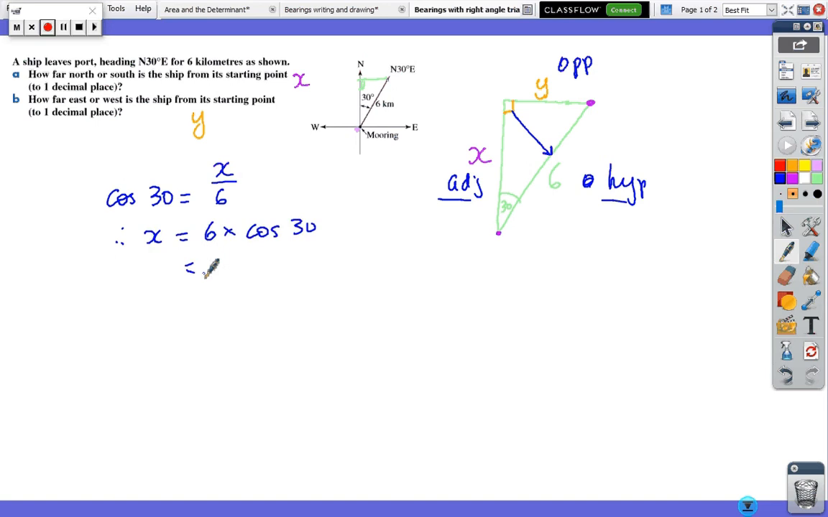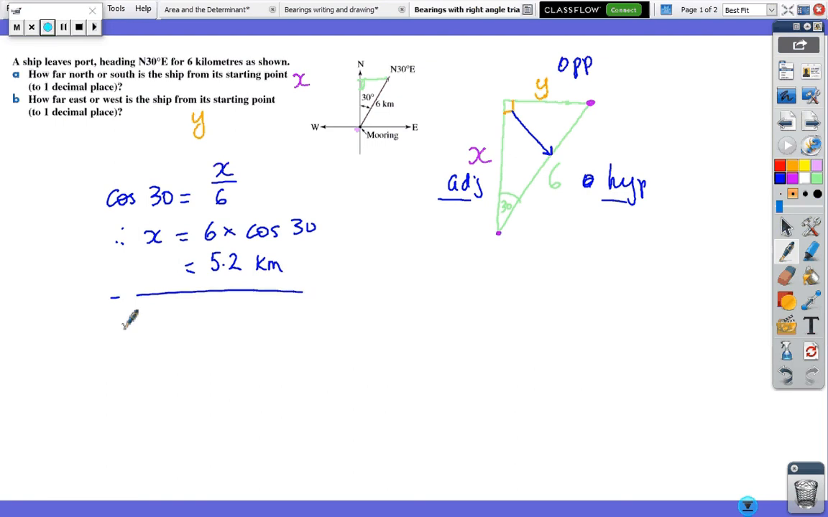Let's just get my calculator out, and make sure your calculator is on degree mode. 6 times cos 30 equals, my calculator's in radian mode, I'm just going to stop for a sec. Okay, I've changed it to degrees. So, it says 1 decimal place, so 5.2, and the unit is kilometres, so that's the first answer.